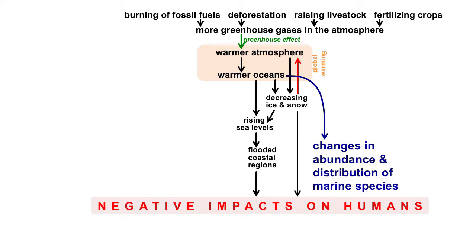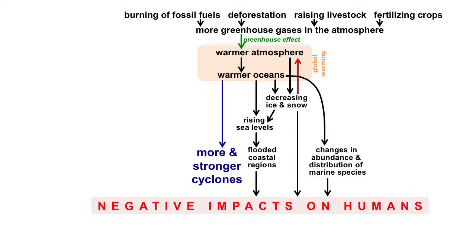Another physical effect we see from warmer ocean surface temperatures are more and stronger cyclones, that is, cyclones with higher wind speeds and heavier rains. This will also lead to an increase in the damage to human infrastructure and a higher death toll.